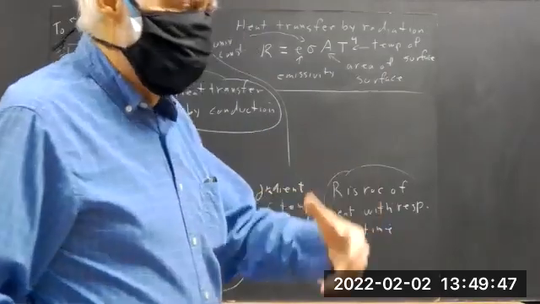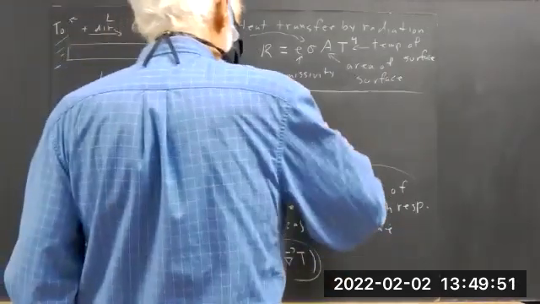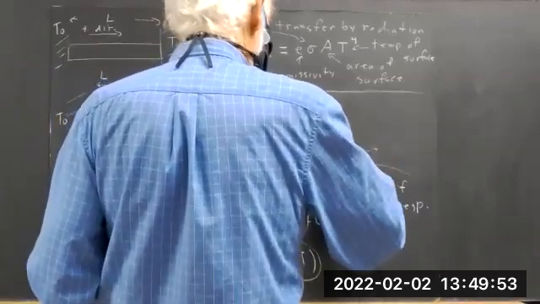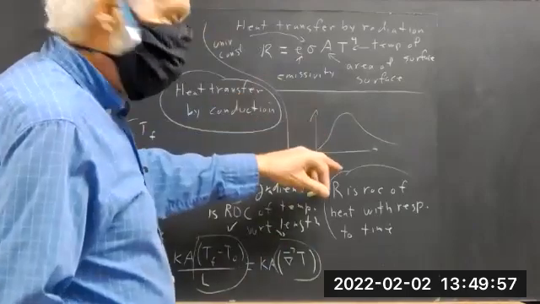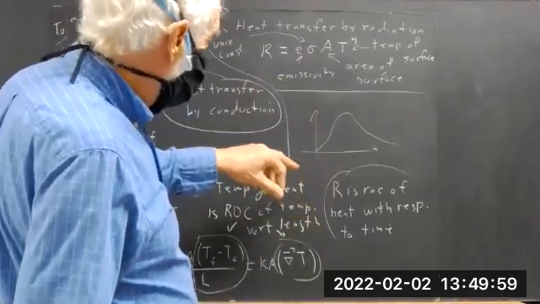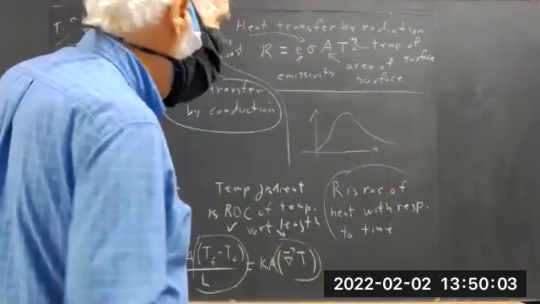You'll see something about the way radiation has occurred with something like this. Here is the relative amount of energy, and these are wavelengths.